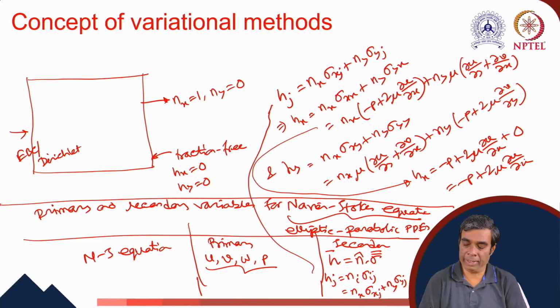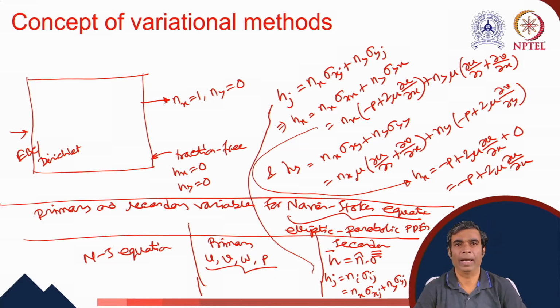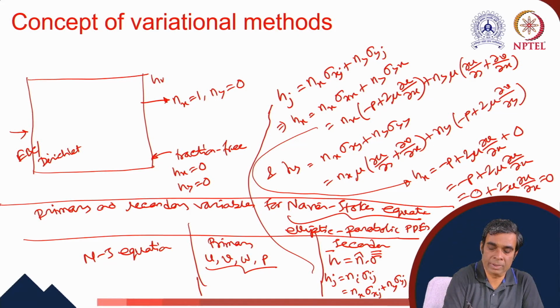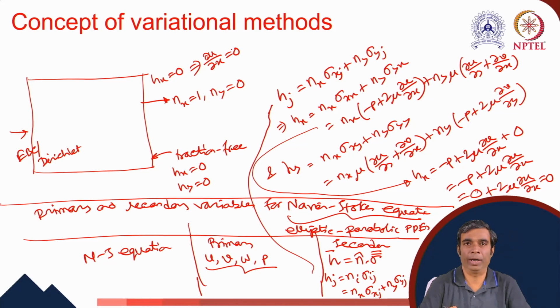Now at this exit boundary, we consider the 0 gauge pressure. In incompressible flow we use the gauge pressure. In compressible flow we consider the absolute pressure. Here P is the gauge pressure, so it is 0, and we take it as 0 plus 2 mu del u del x. Now Hx equals 0 gives us del u del x equals 0. When we go for the finite difference or finite volume methods, we use del u del x equals 0. We don't write Hx equals 0. But when we go for the finite element method, we write it as Hx equals 0.